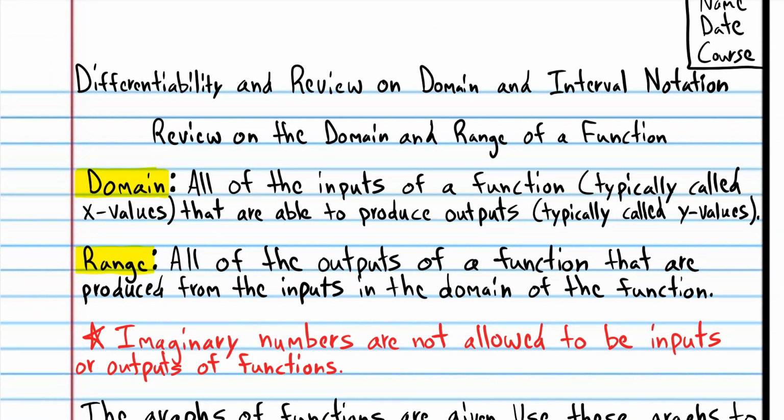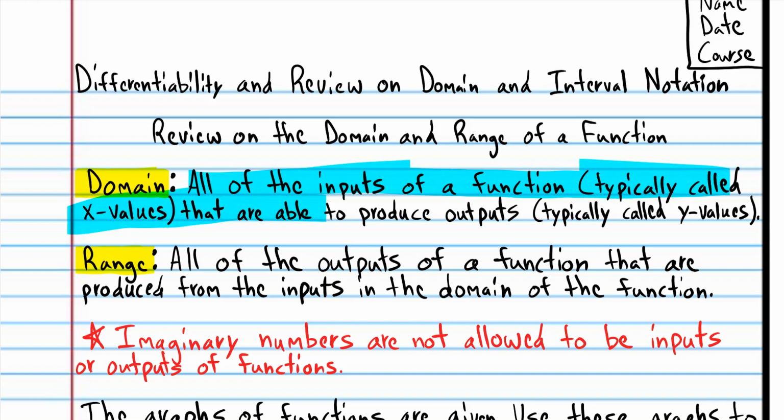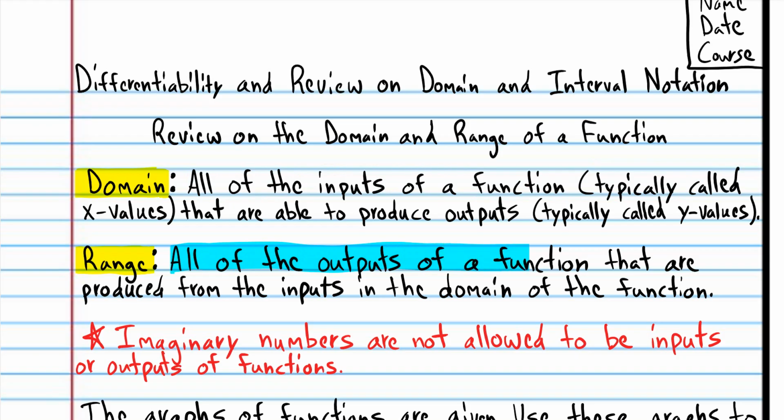So again, the domain is all of the inputs of a function, typically called x values, that are able to produce outputs, which we typically call y values. The range of a function is all of the outputs of a function that are able to be produced from the inputs in the domain of the function.